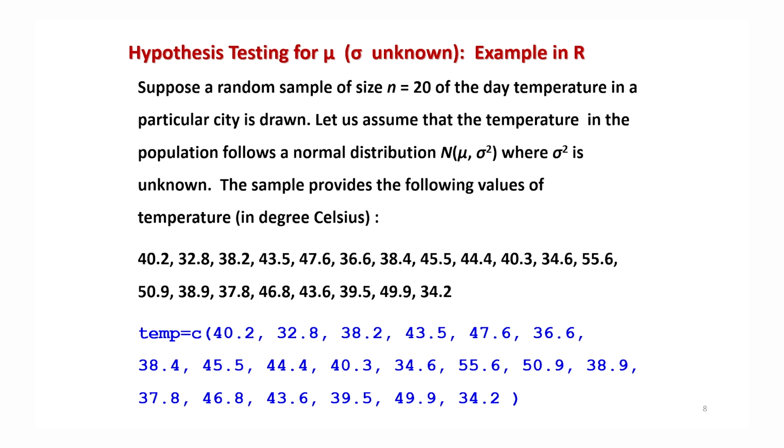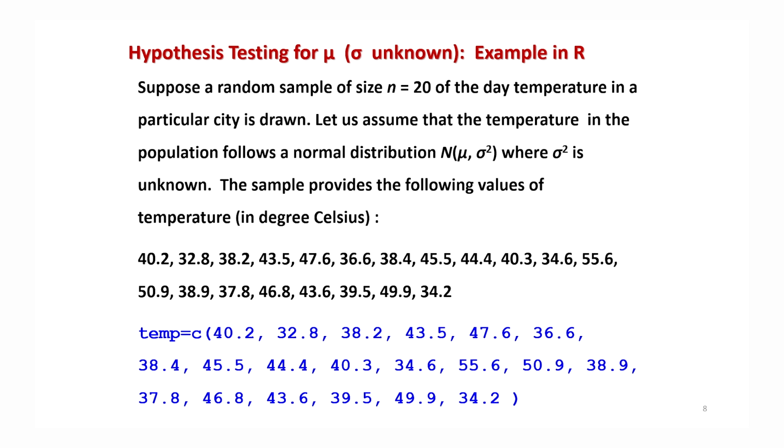Now let us conduct this test of hypothesis on a given set of data. Once again, I am using the same data set which I used when sigma square was assumed to be known, but here I am assuming it to be unknown. The reason I am considering the same data set is so that you can compare both results and see what really happened.